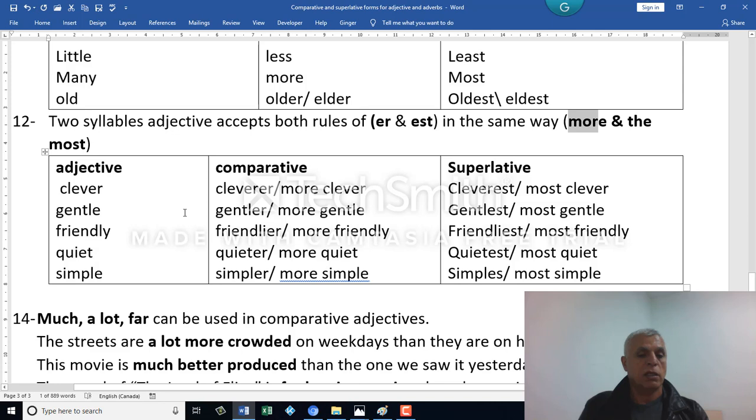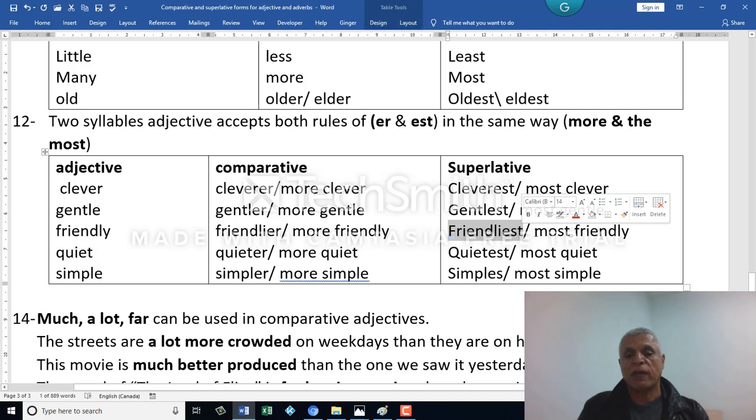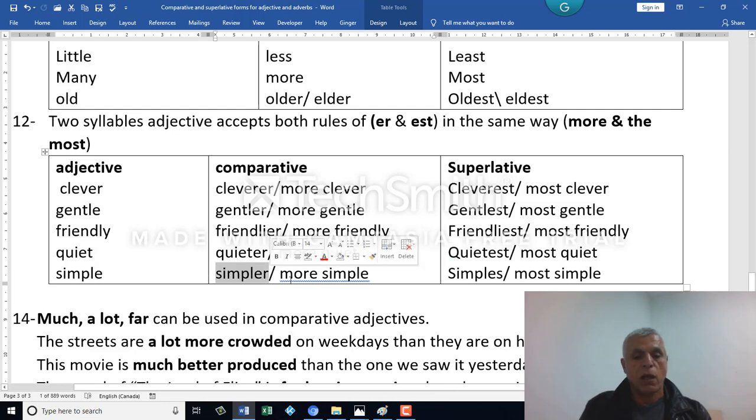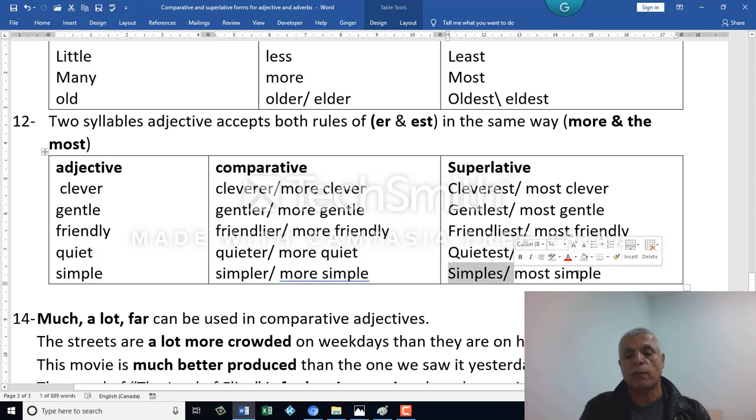Then we have gentle, gentler, then more gentle, then gentlest or most gentle. Friendly, then we say friendlier or more friendly, friendliest, most friendly. Quiet, quieter, more quiet, quietest, or most quiet. Simple, simpler, more simple, or simplest, most simple.